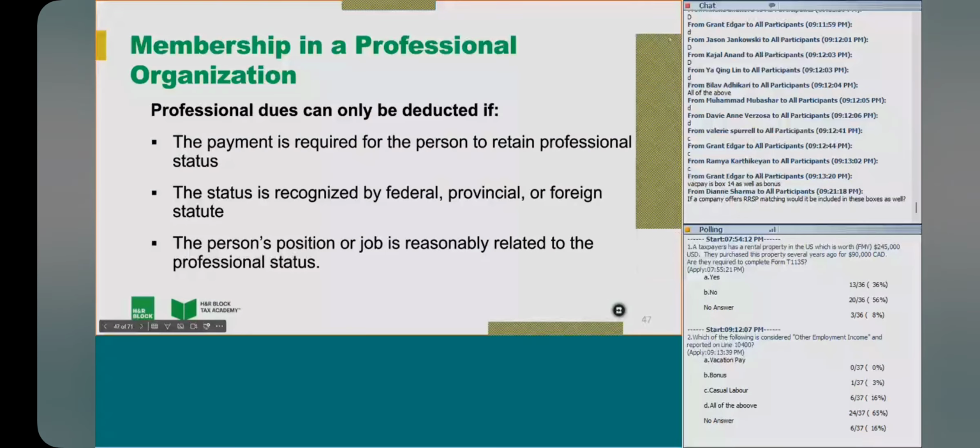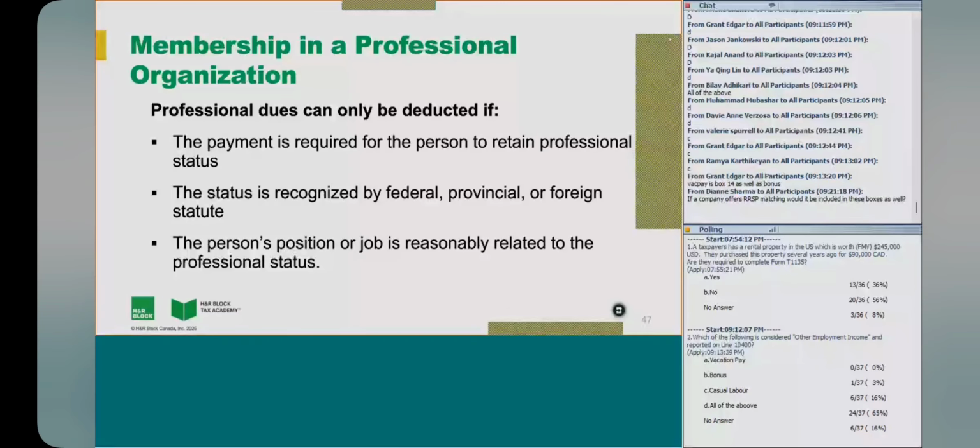professional organization fees are. Now, professional organization fees are slightly different from union dues. They can only be deducted if the payment is required for the person to retain their professional status. And furthermore, that status needs to be recognized by law, and the person's position or job needs to be reasonably related to the professional status.